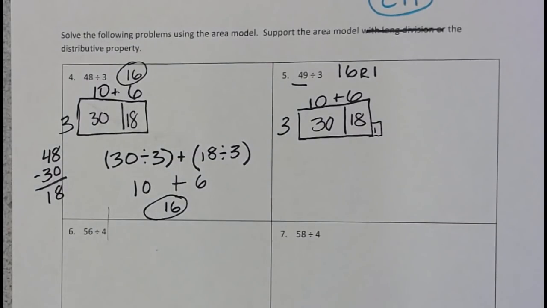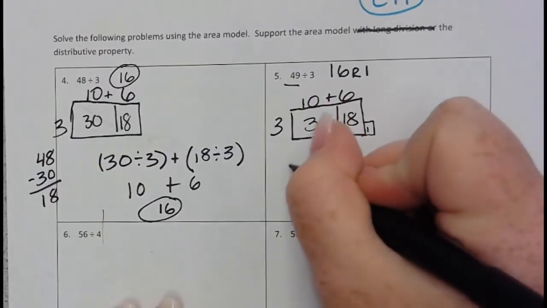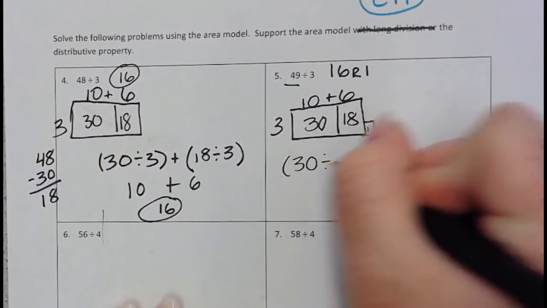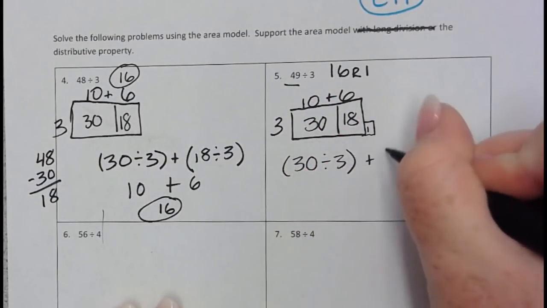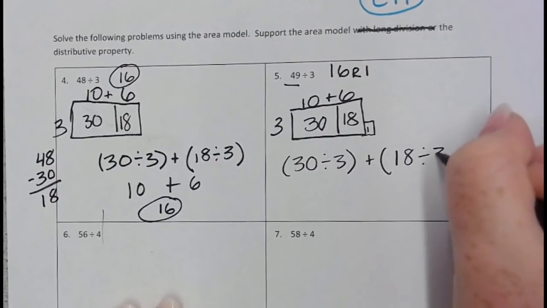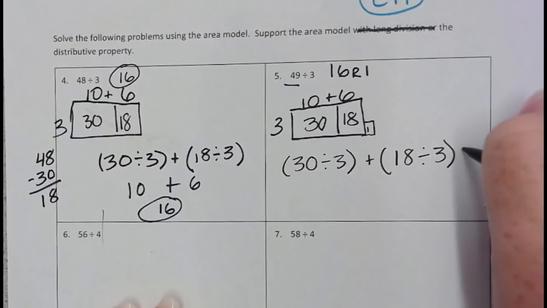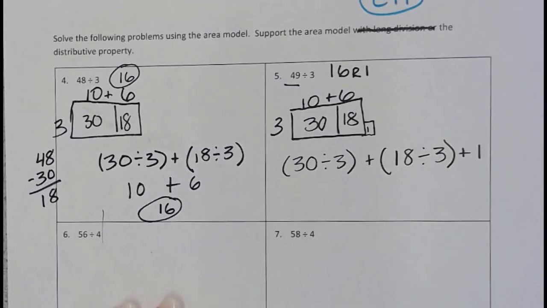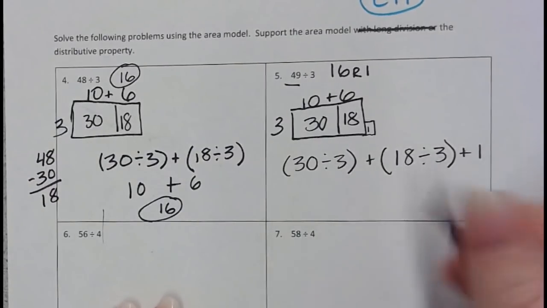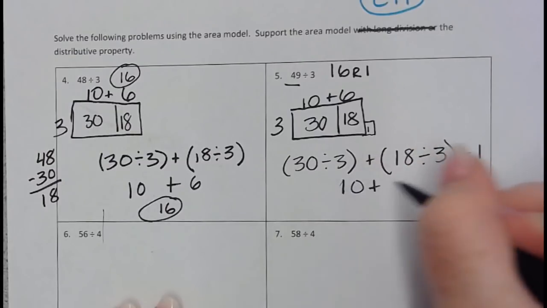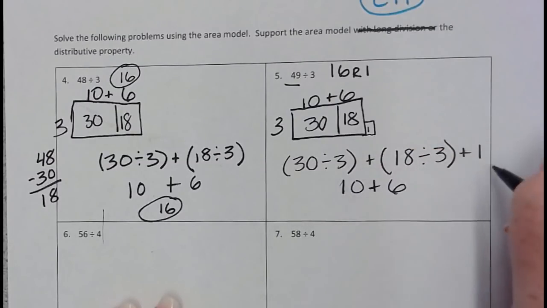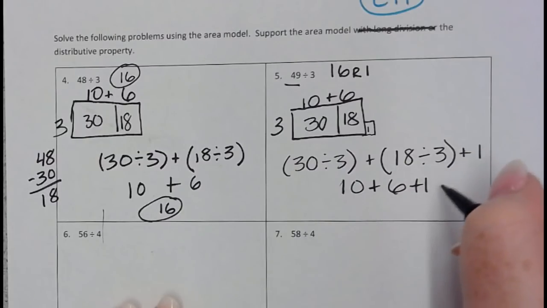Now with our distributive property, we're going to do the same thing, except at the end we have to add that remainder to it. Okay, so I had 30 divided by 3 again, and I added 18 divided by 3. But then I also have this 1 that I have to add in as my remainder. So I'm going to add that 1 there at the end. So 30 divided by 3 again was 10. 18 divided by 3 was 6. And then our 1 remainder, 10 plus 6.